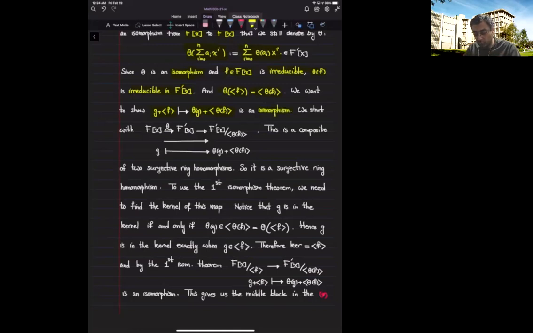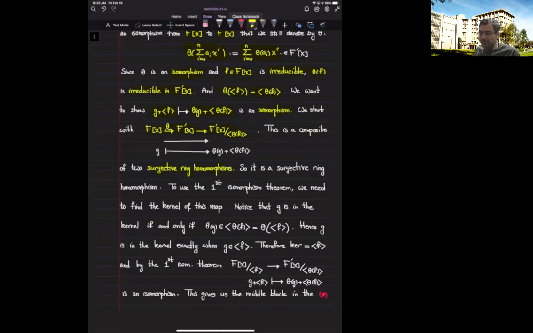Okay, let's see how we can show this. We have F bracket x, which is isomorphic to F prime bracket x via theta. Then I pass to the quotient of F prime bracket x. Both of these ring homomorphisms are surjective. The composite gives me another surjective ring homomorphism. Now I want to use the first isomorphism theorem for this surjective ring homomorphism.